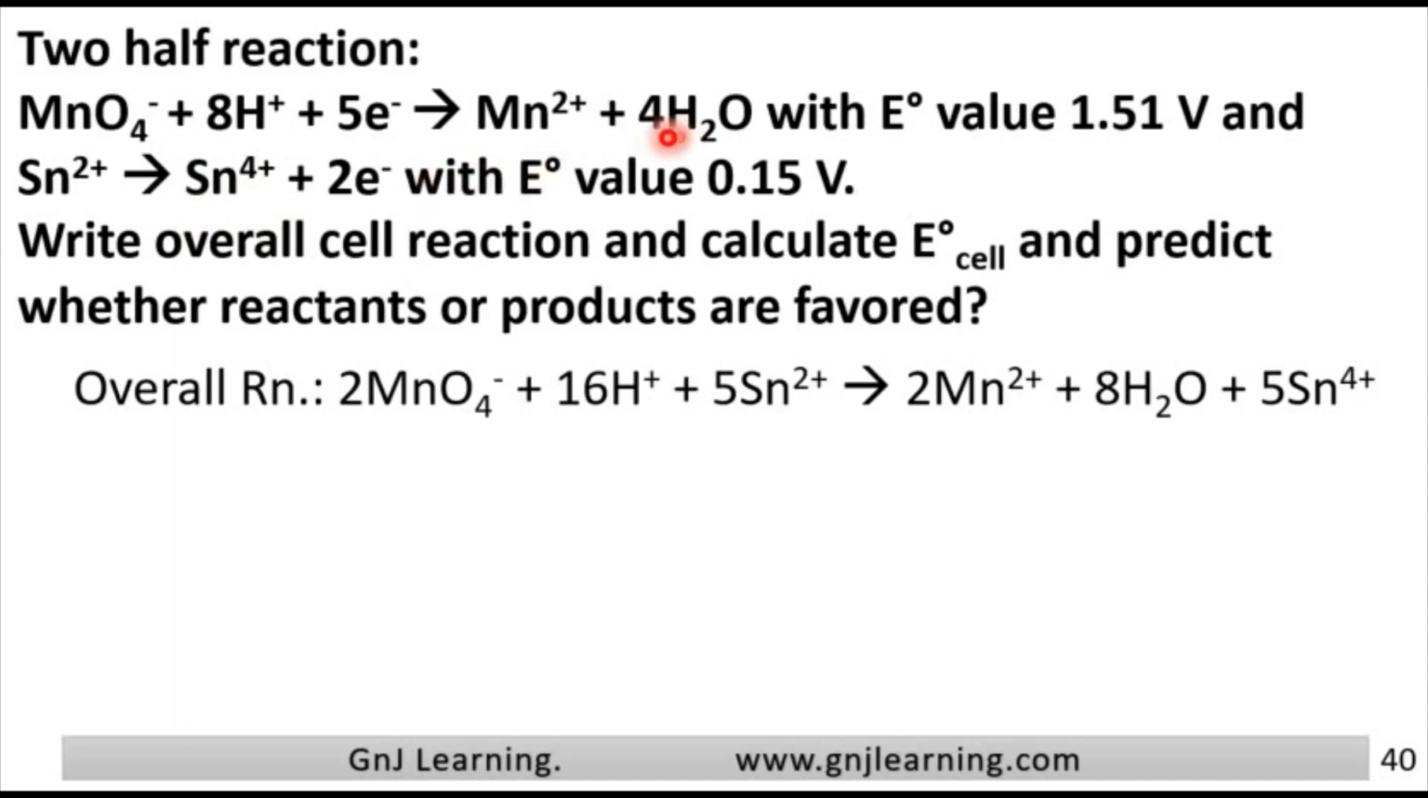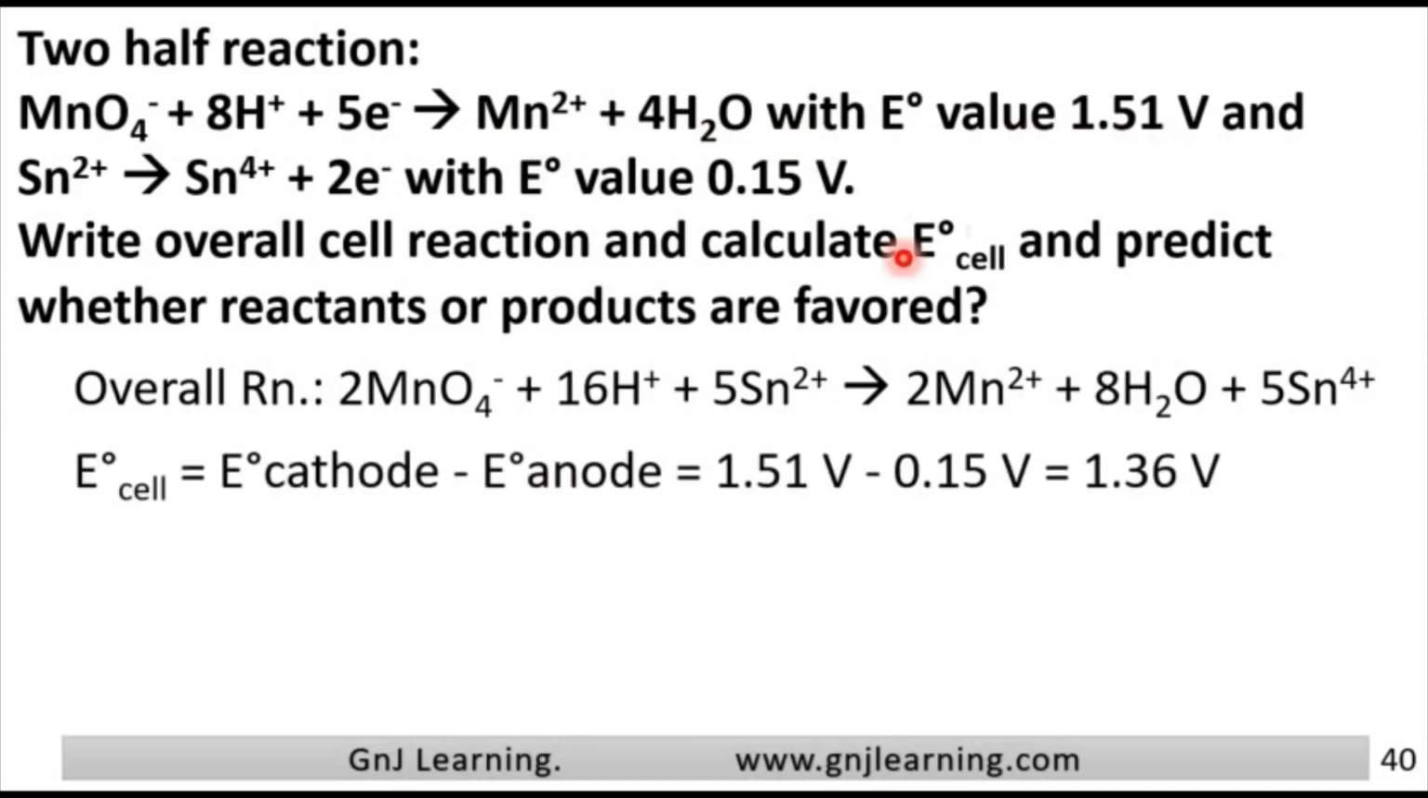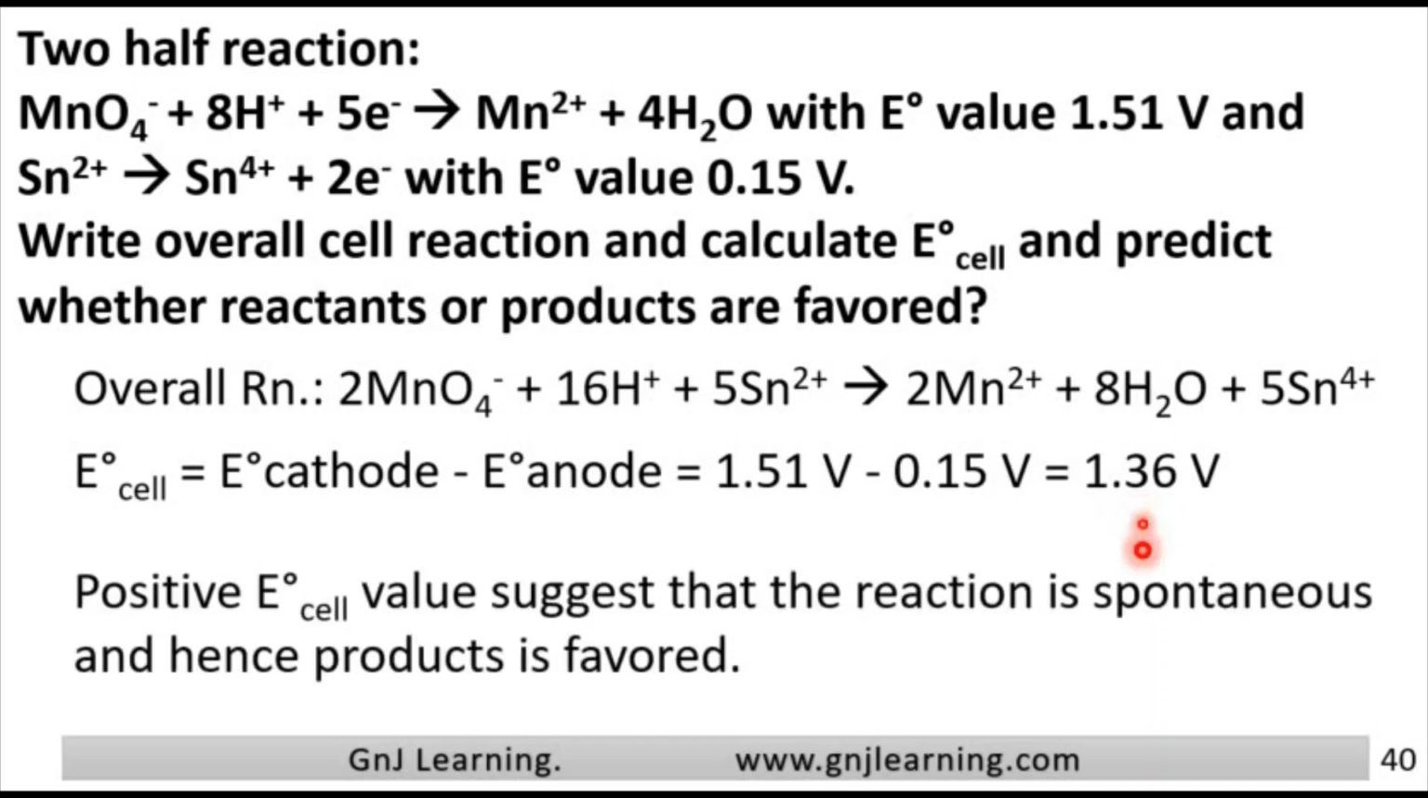Now which is the cathode? This is the cathode and its value is 1.51. E0 cell is equal to E0 cathode minus E0 anode. That means 1.51 volt, that belongs to the cathode, minus 0.15 volt, and the voltage is 1.36 volt. A positive value suggests that the reaction is spontaneous and hence products are favored. So this is how you can answer this question.